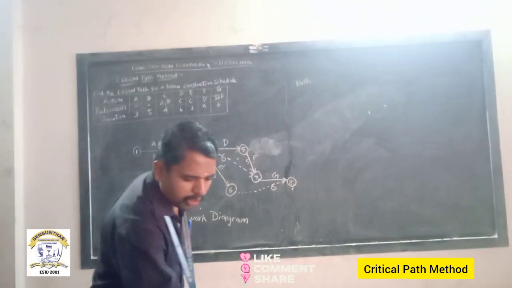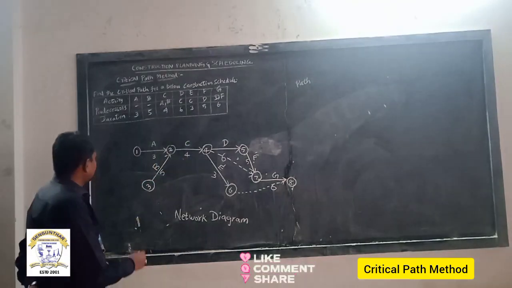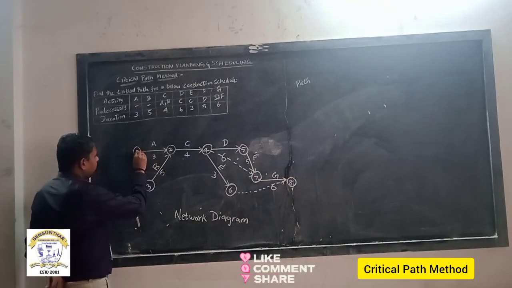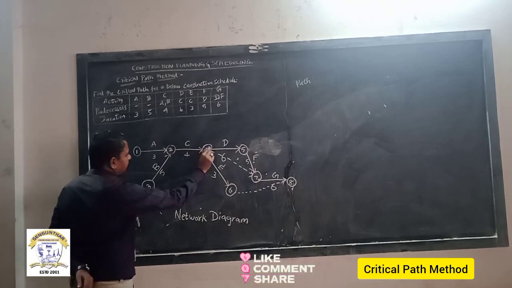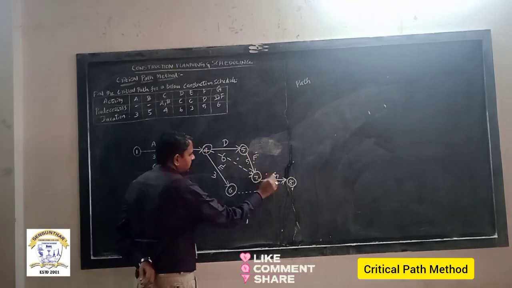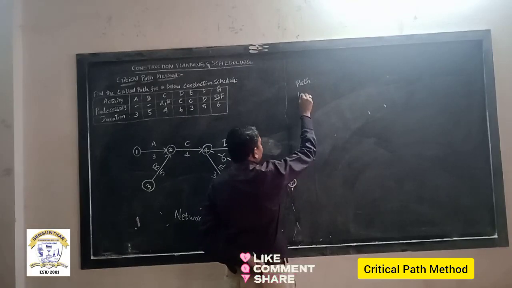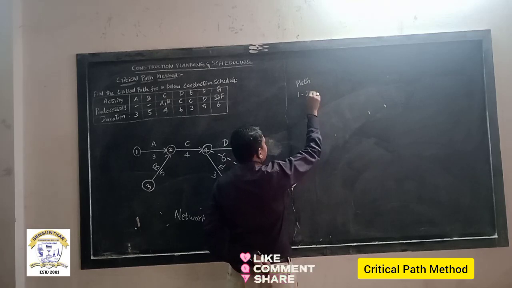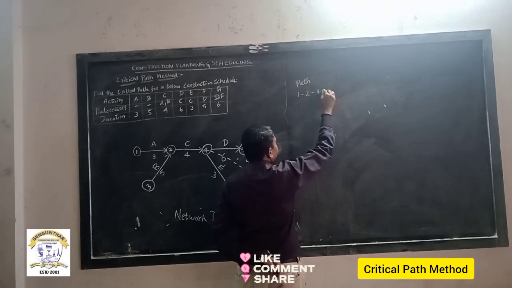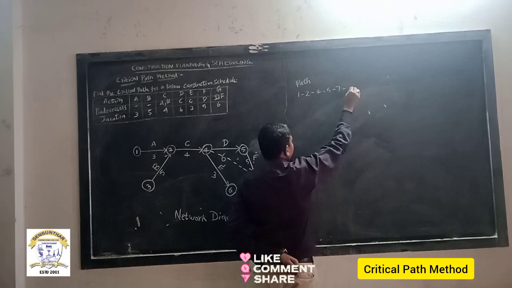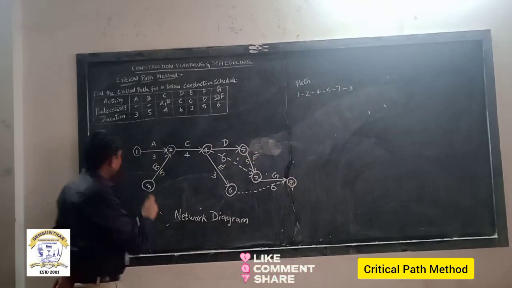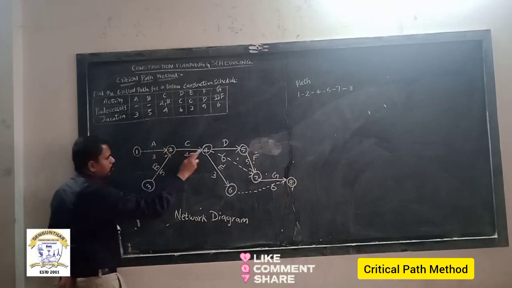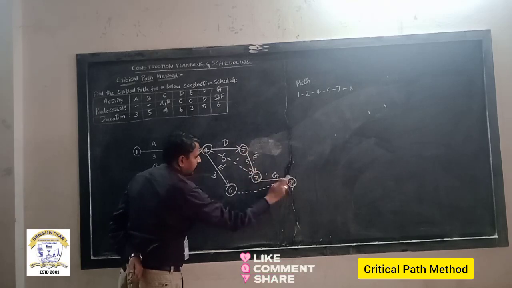Next I am going to find the path. See, the first path starts from 1, 2, 4, 5, 7, 8. Listen, starting from 1, 2, 4, 5, 7, 8.